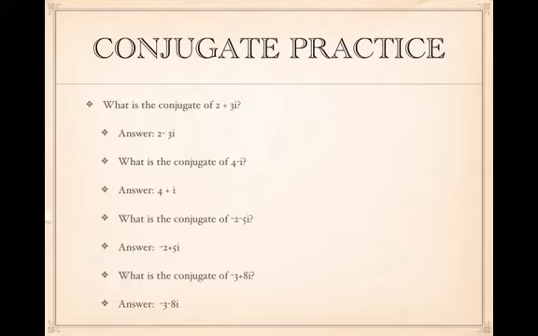So if we have negative 2 minus 5i, that negative 2 must stay negative. The only part that changes is the imaginary part. So the conjugate would be negative 2 plus 5i. And if we had negative 3 plus 8i, the conjugate would be negative 3 minus 8i.